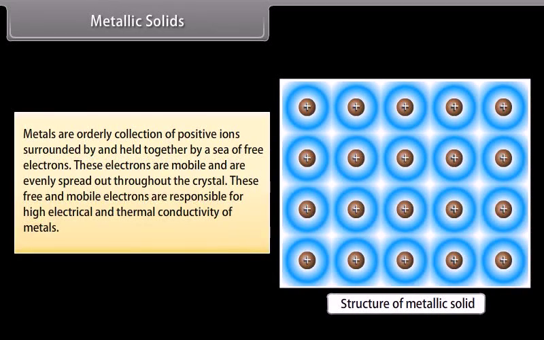Metallic solids. Metals are orderly collection of positive ions surrounded by and held together by a sea of free electrons. These electrons are mobile and are evenly spread out throughout the crystal. These free and mobile electrons are responsible for high electrical and thermal conductivity of metals.